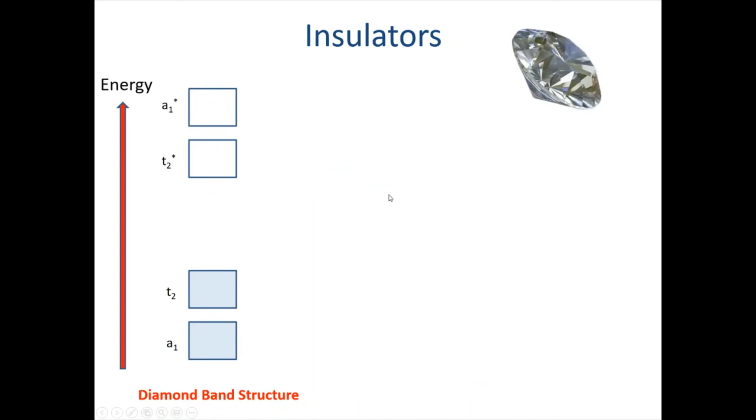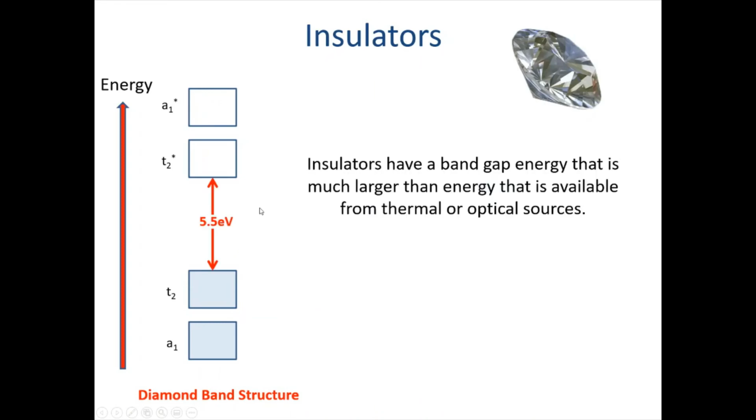Okay, so now with insulators, we have some bands. Don't worry about this A1, T2, T2, A1. These are just basically different types of bonding and antibonding orbitals. But with insulators, this gap is not anything close to the energy of light, right? So this is a huge band gap. 5.5 eV would be something in the high X-ray range or something like that.